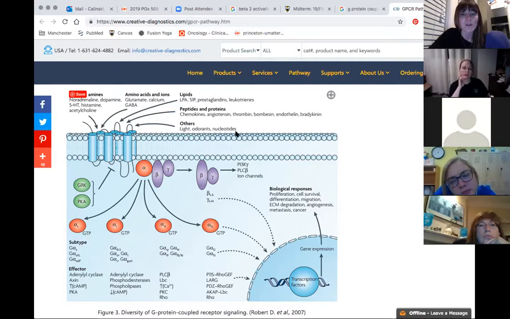My favorite ones, or the ones that I think are most interesting, is the fact that light can activate a G protein coupled receptor. So a lot of the ways that we see colors is actually through a G protein coupled receptor that gets activated by the actual wavelengths of light. So yeah, there's lots of G protein coupled receptors in the body.